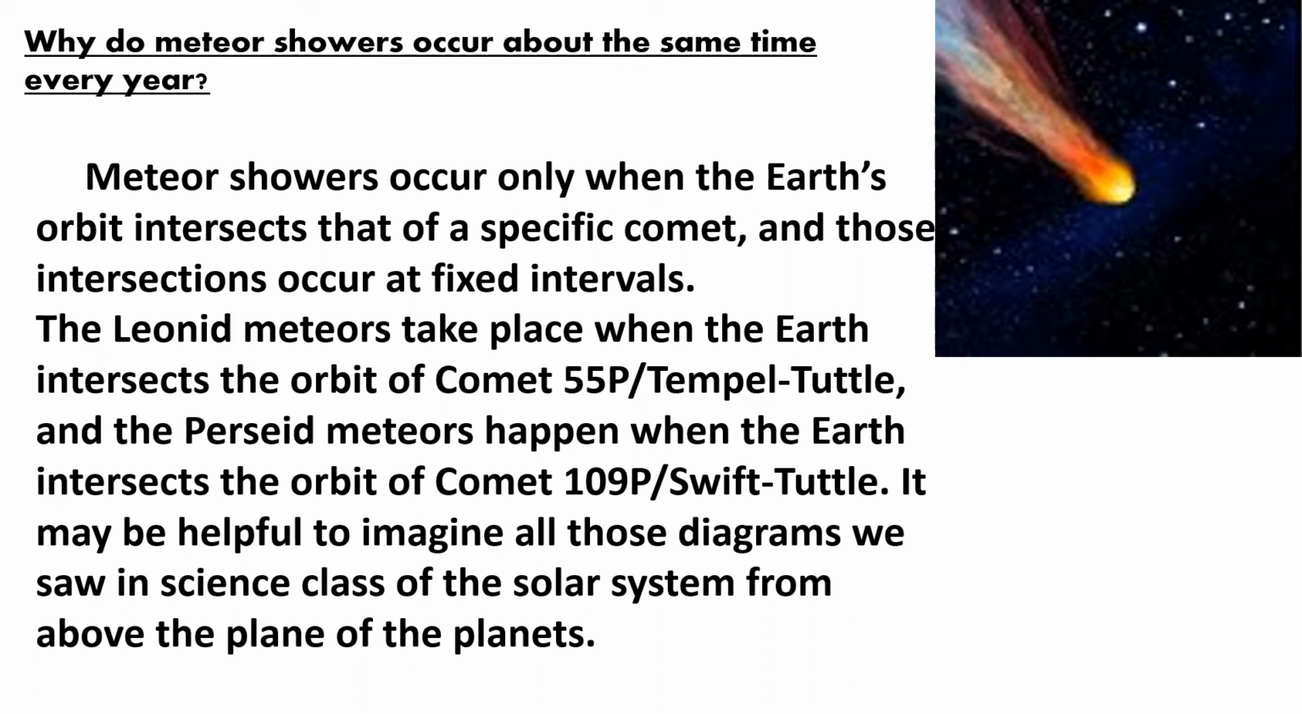The Leonid meteors take place when the Earth intersects the orbit of comet 55P/Tempel-Tuttle, and the Perseid meteors happen when the Earth intersects the orbit of comet 109P/Swift-Tuttle. It may be helpful to imagine all those diagrams we saw in science class of the solar system from above the plane of the planets.